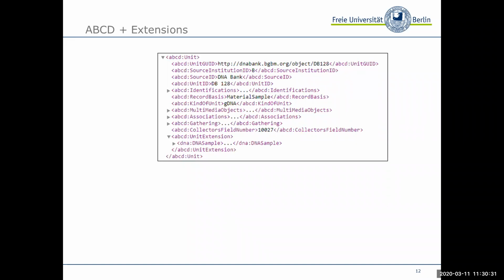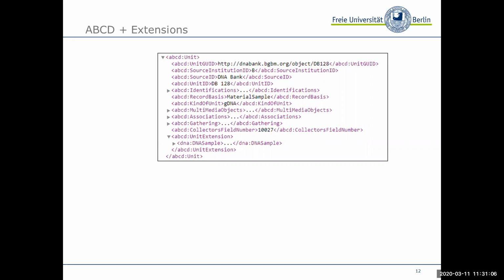I mentioned that ABCD is XML based, so this is a look at a very small, very basic ABCD document. You can see that they're a bit easier to read than CSV files or text files, so you can have a look at ABCD documents and get a good understanding of what the record is about. You can see the catalog number in this case and the globally unique identifier for a record. In this case, it's a material sample.